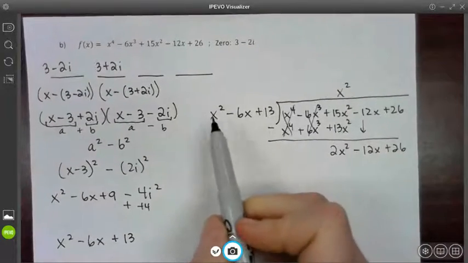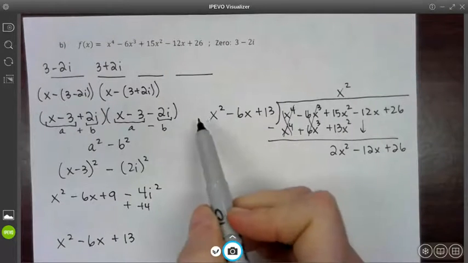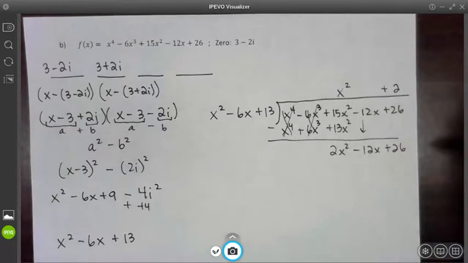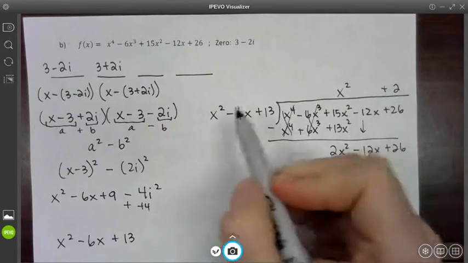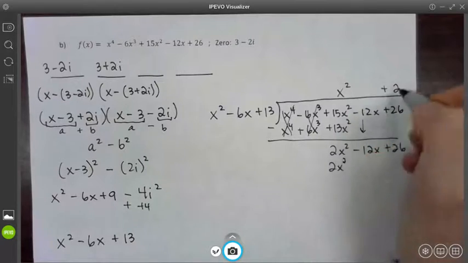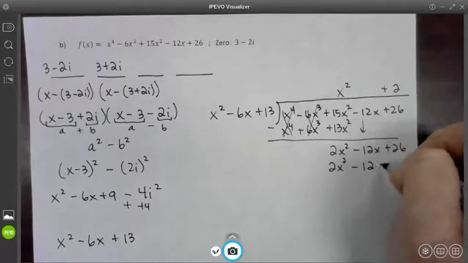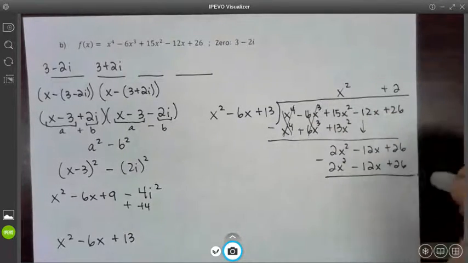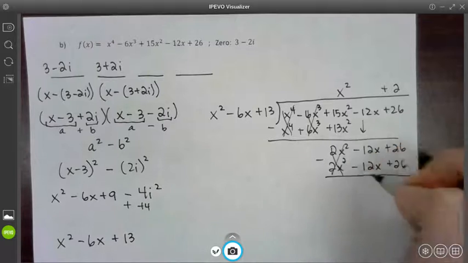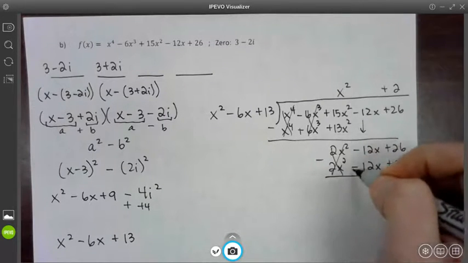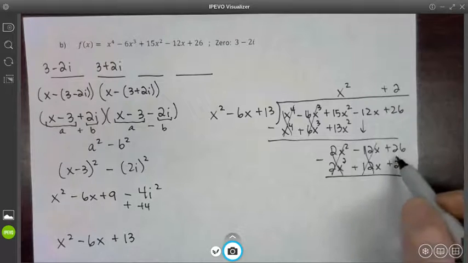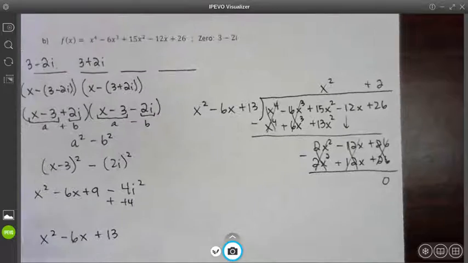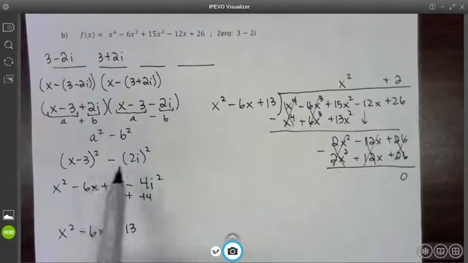All right, how many times does x squared go into 2x squared? Or x squared times what gets you 2x squared? A 2. So now to placehold, put it above your just numbers, right? All right, so now we multiply. 2 times x squared is 2x squared. 2 times negative 6x is negative 12x. 2 times 13 is 26. We subtract. 2x squared take away 2x squared, they cancel. Negative 12x subtract negative 12x turns to plus, they cancel. 26 subtract 26, they cancel, and I'm left with 0, right? Which I should have, because I knew this was a factor, provided that I multiplied it out correctly.